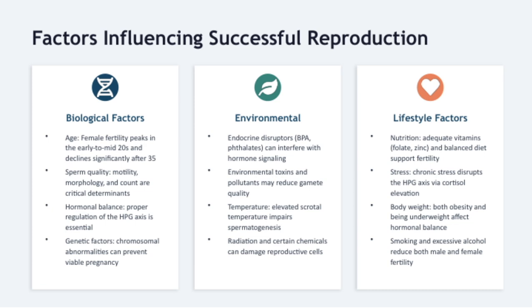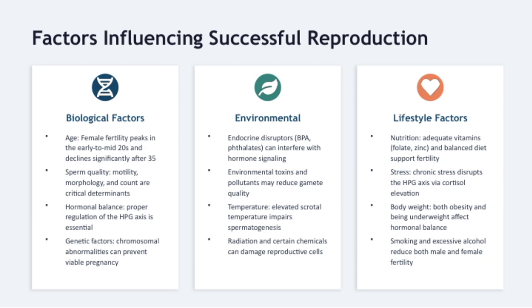Stress is another critical factor. Chronic stress can disrupt the hypothalamic pituitary gonadal axis, or HPG axis, mainly through elevated cortisol levels. This disruption can interfere with ovulation and sperm production, making stress management essential for those trying to conceive.